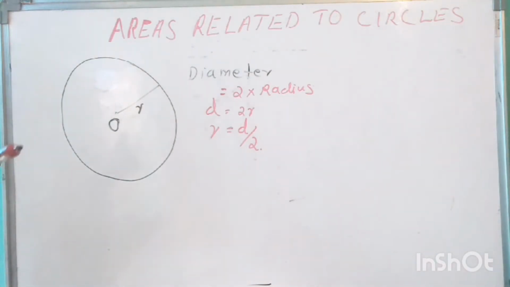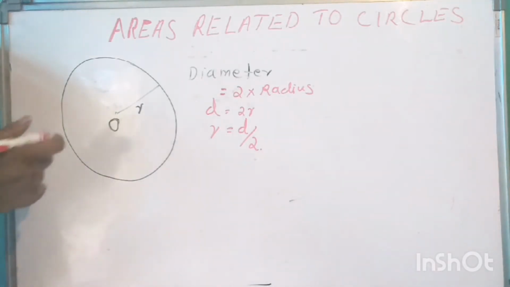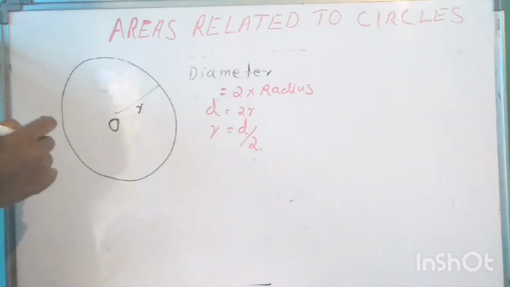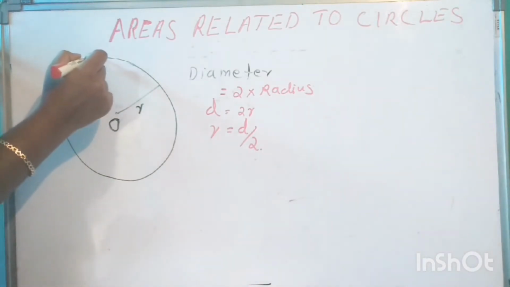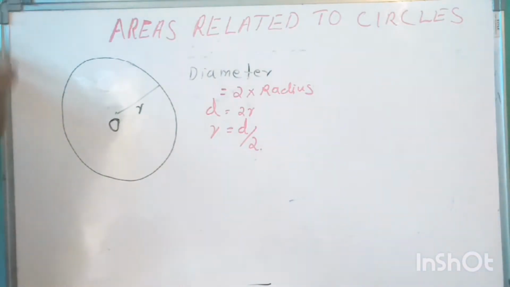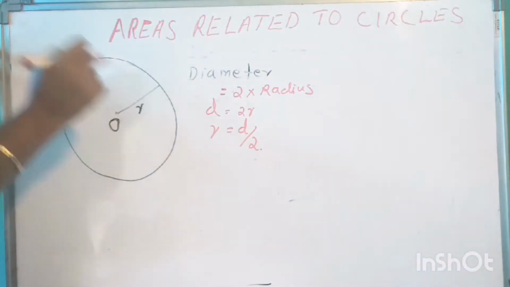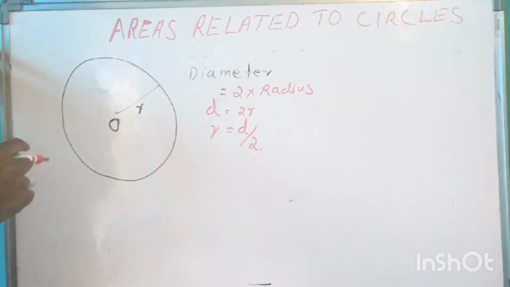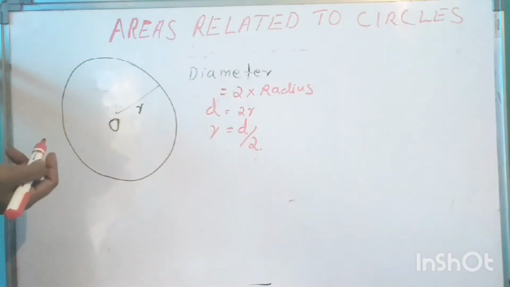Now, what do you mean by circumference or perimeter of the circle? Circumference means the distance covered by traveling once around a circle. The distance covered by traveling once around a circle is called the perimeter or circumference of the circle.